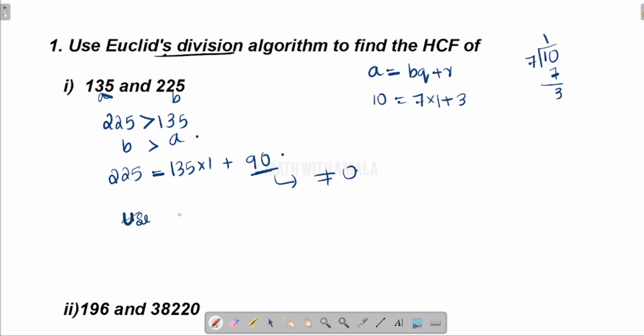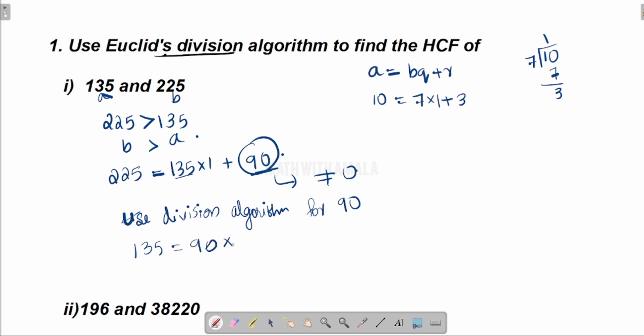Here you have to note one thing: 225 is to be expressed in terms of 135, 135 × 1 + 90. Here 90, which is the remainder, is not equal to 0. Again, you have to use the division algorithm for 90. You have to write 135 in the form of 90 into something plus remainder. So 135 in terms of 90 means 90 × 1 + 45, the remainder is 45.